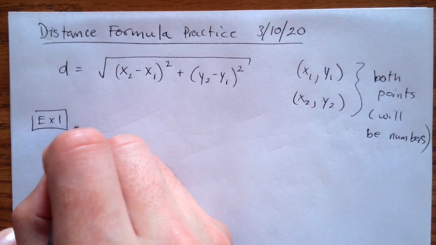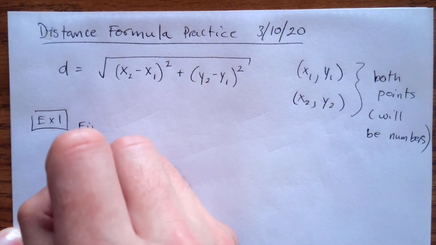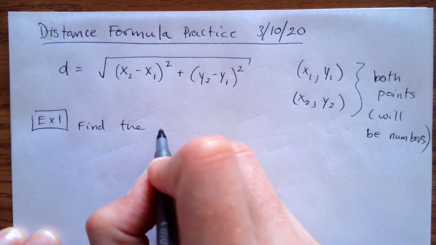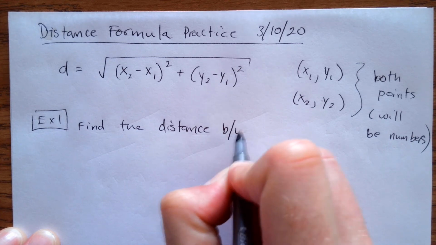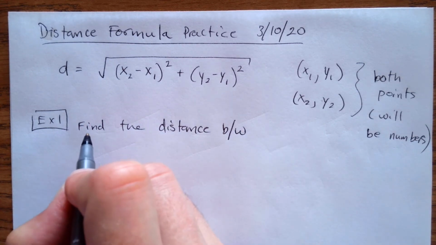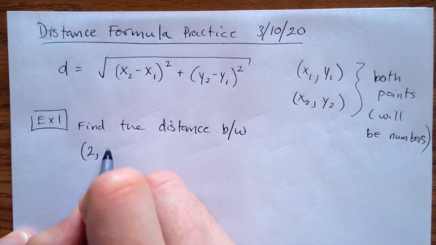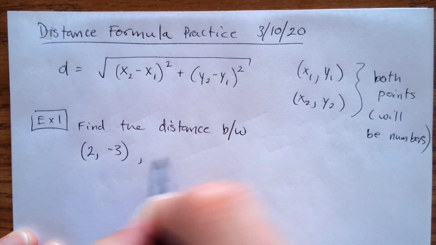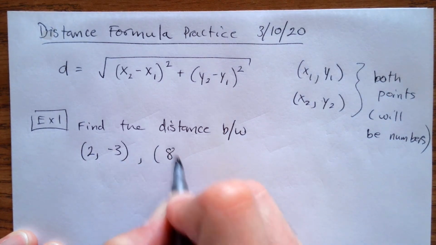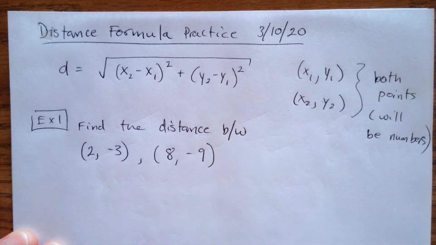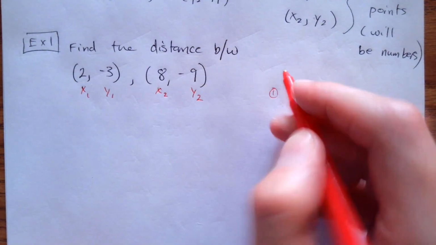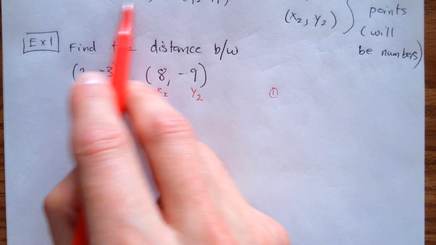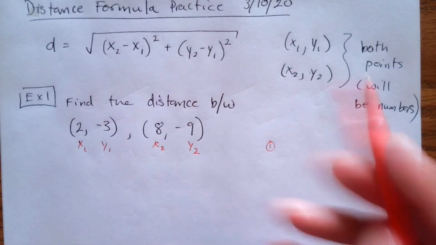We're going to have this problem. Find the distance between 2, negative 3 and 8, negative 9. The first thing is we're going to subtract for inside the parentheses.